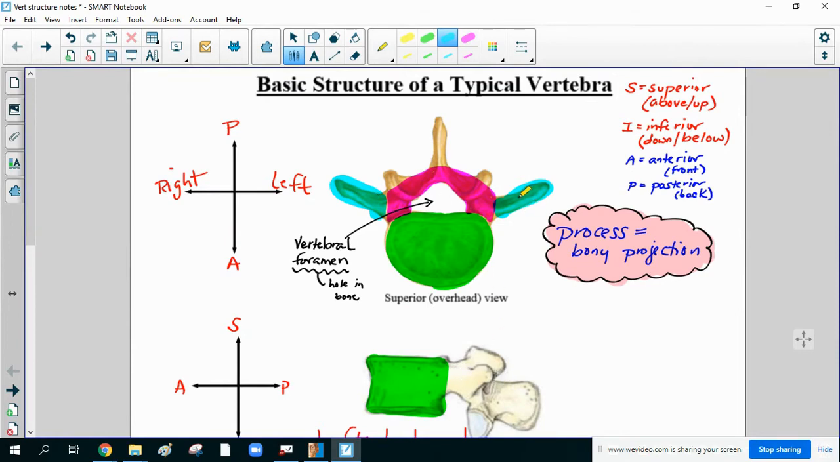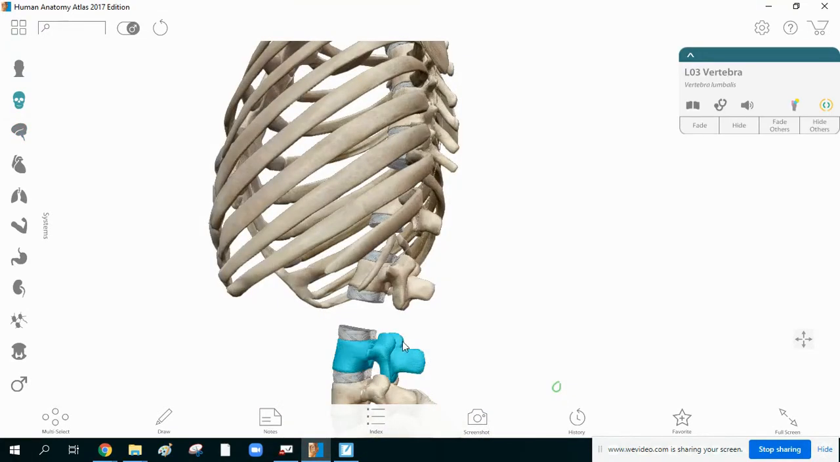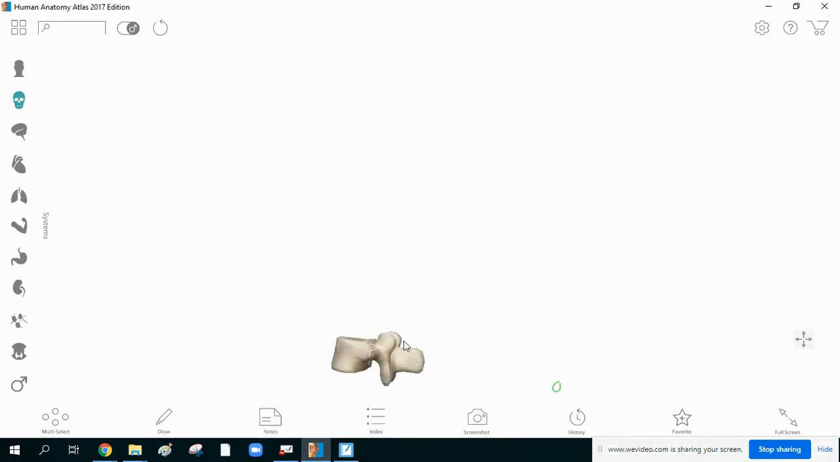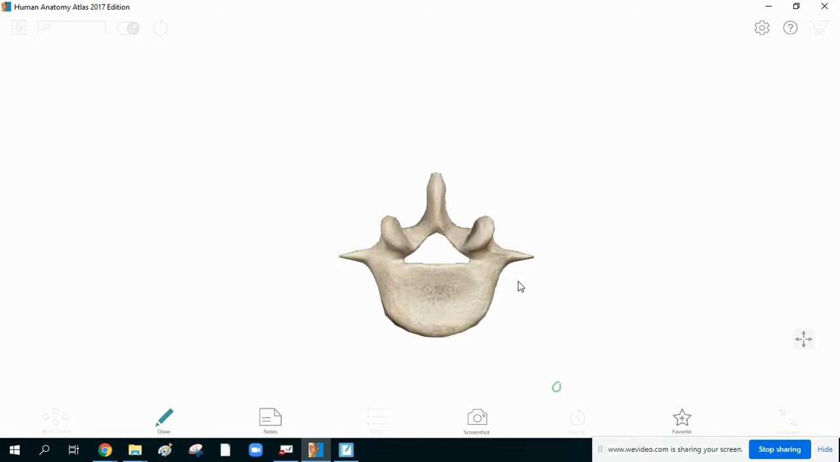The transverse process is a little tricky, so I want to go back to the app. Let's grab an individual bone and zoom in. All right, so this is our superior view, right? And right here and right here are the transverse processes. They point out to the left and to the right of the body.